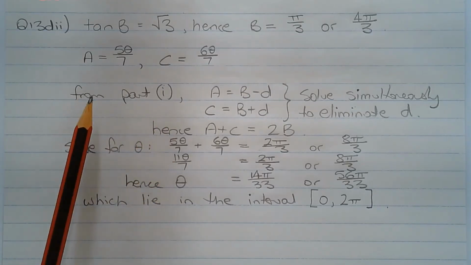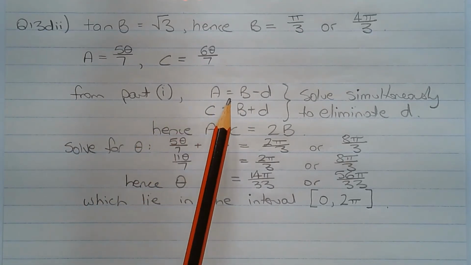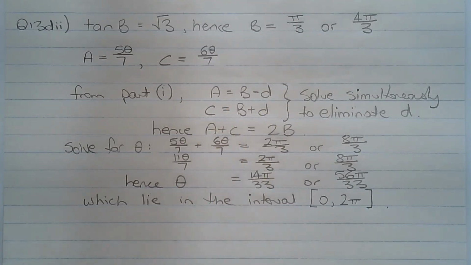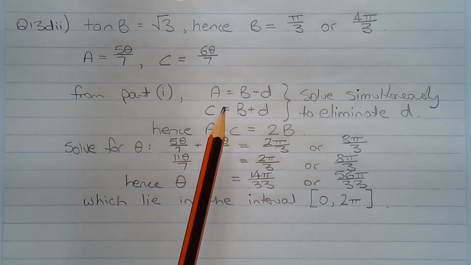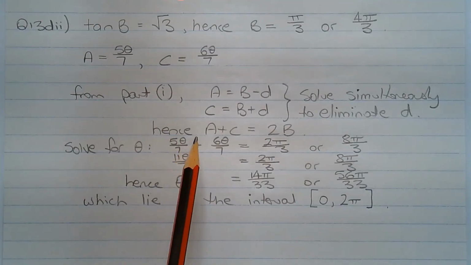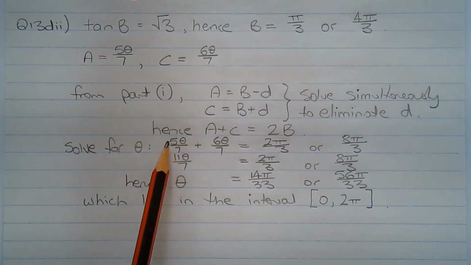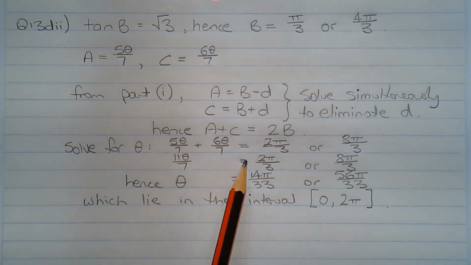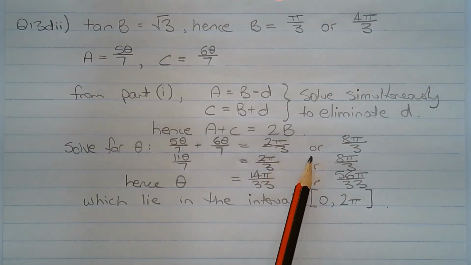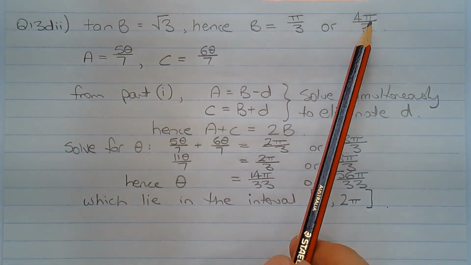Now again from part 1, we have two equations that relate a, b, c and d. So a equals b minus d and c equals b plus d. And we solve these two equations simultaneously to eliminate d. So adding these two equations together, so using the elimination method, we get a plus c is equal to 2b. Now to solve for theta. So 5 theta over 7 plus 6 theta over 7 is equal to 2 pi over 3 or 8 pi over 3. So that's doubling pi over 3 or 4 pi over 3.